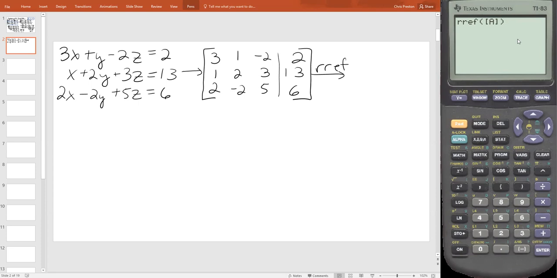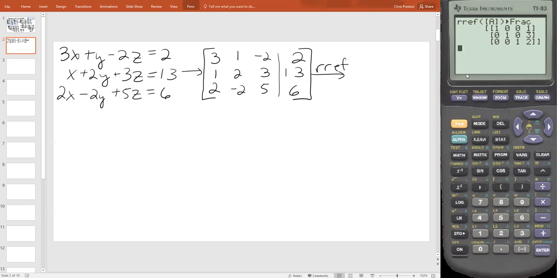Now, it's possible you might get fractions. In that case, you might want to hit your normal math button and then choose fractions, and it'll convert any value you get that isn't an integer into a fraction. And so let's hit that answer.